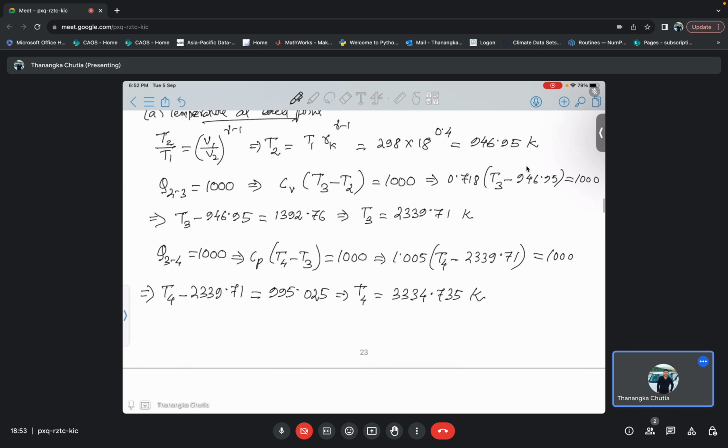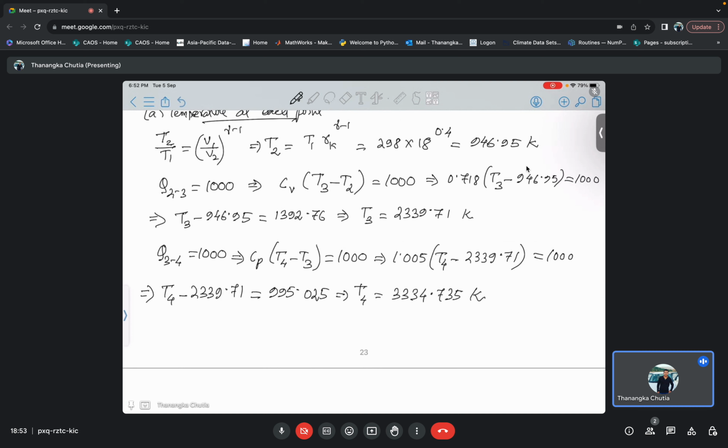Okay, now for that, at the point 5 we should know one more parameter, then only we can do it. So what parameter do we know at point 5? At point 5 we know that the volume V5 is equal to V1. Okay, so now we will do the same thing just like we did in the diesel cycle.